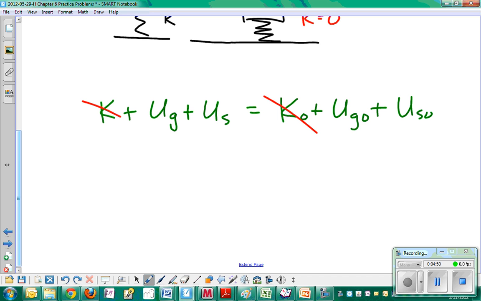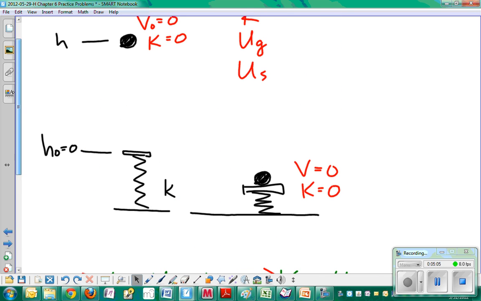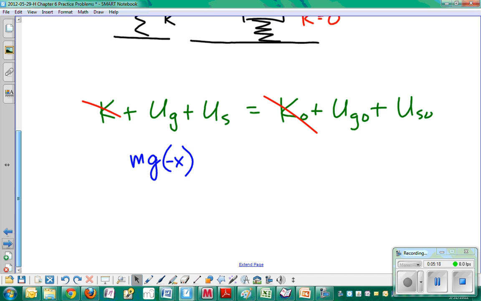Do we have gravitational potential energy at the beginning? Or I'm sorry, at the end. mg negative x. This is a little spooky here. The question being asked in this classic physics problem, which I haven't even asked yet, is how far will the spring compress from its equilibrium position? So we're looking for this distance x right here, the amount that the spring will compress. Do you guys understand why it's mg negative x?